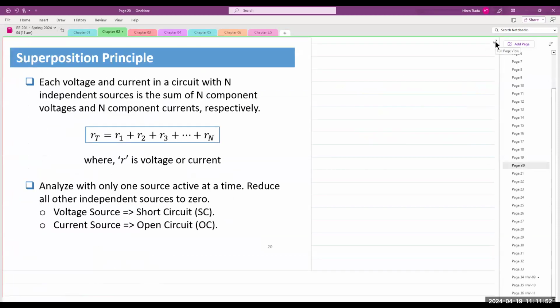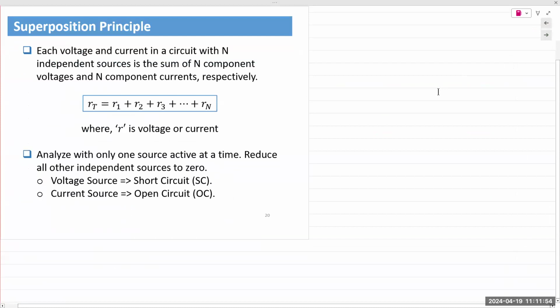All right, superposition principle states that the voltage or current that appears in any part of the circuit is a result of all of the sources working together at the same time. Okay, so we can simply break up the circuit into simpler individual pieces, and calculate the voltage or current independently, and then sum them all up at the end.